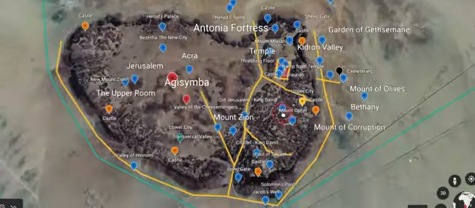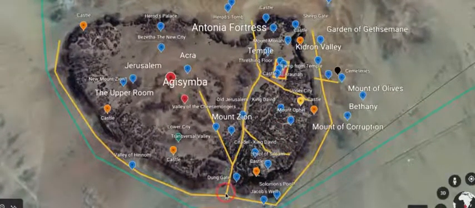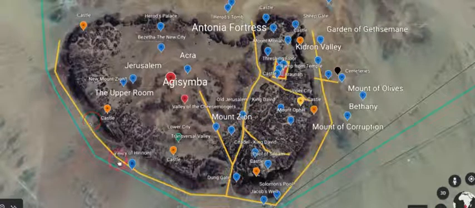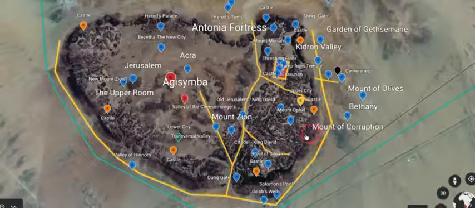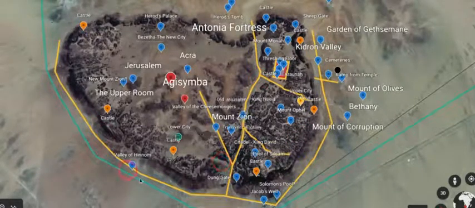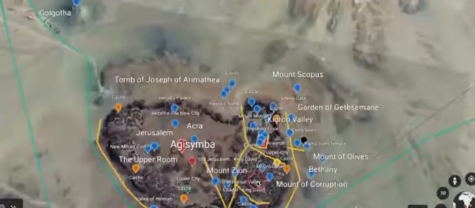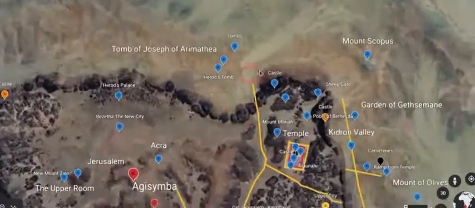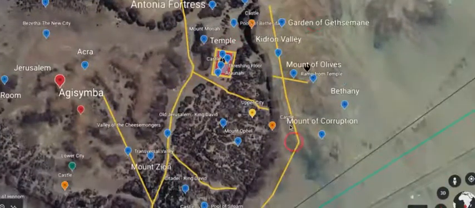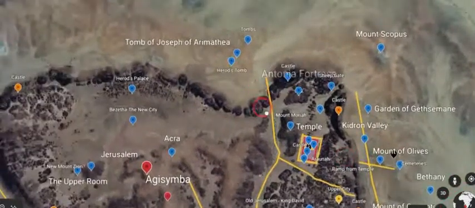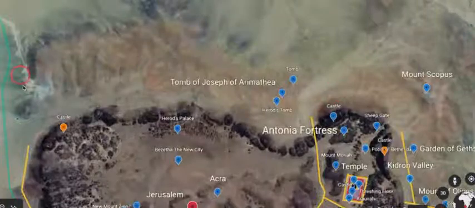The third valley starts here, and this one runs through the city. This is called the Valley of the Cheesemongers. This valley here is the Hinnom Valley. So there are three main valleys that Jerusalem has: the Kidron Valley, the Valley of the Cheesemongers, and Hinnom Valley. Also, Jerusalem is set and surrounded by two mountain ranges. This is one here along the eastern wall, and this mountain range consists of three mountains. The second mountain range starts on the northern wall, extends to here.